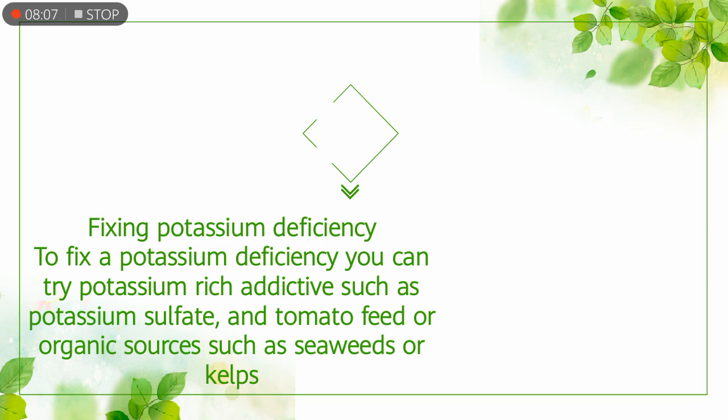To fix the potassium deficiency, you can try potassium-rich additives such as potassium sulfate, tomato feeds, or organic sources such as seaweed or oats. It is also worth keeping in mind that some of these solutions may alter your pH. If you are facing a deficiency of potassium, it changes the pH of the soil, so if you are using these things, they can also alter your pH.